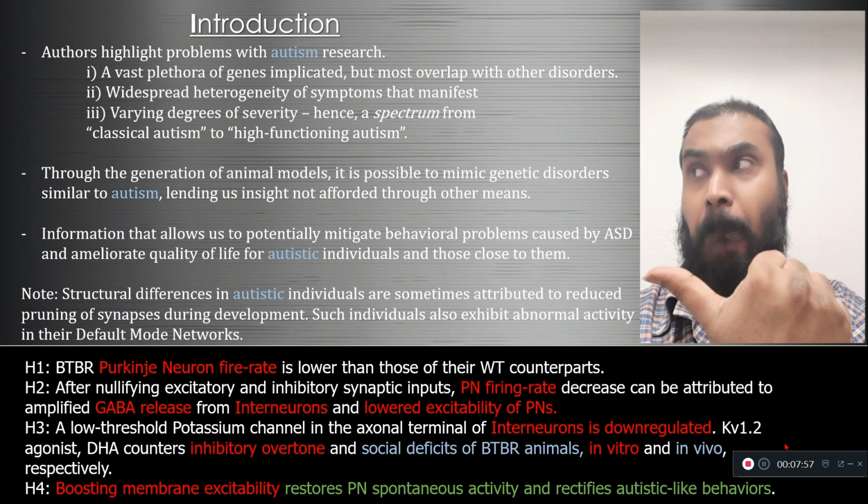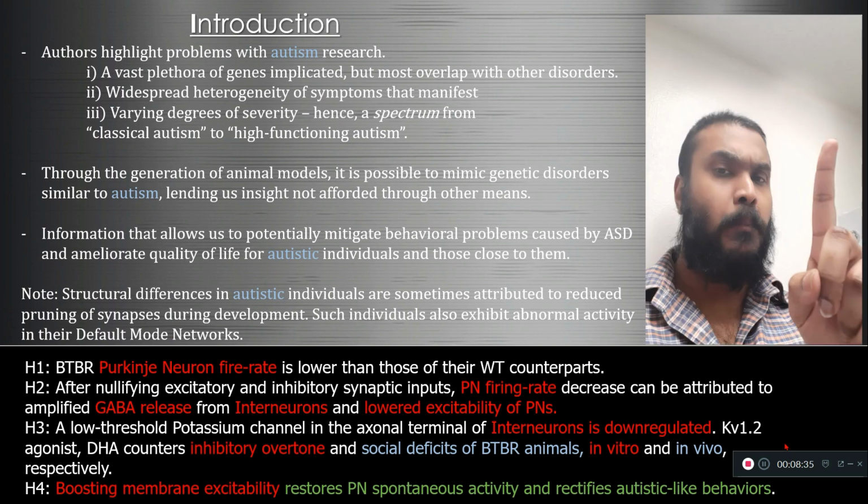Anyways, remember, for autism, the general theory seems to have the consensus that there's reduced pruning of synapses during development. So, an autistic individual might have more synapses left over from their time in development as opposed to a non-autistic person or a neurotypical person. So such individuals may also exhibit different patterns of activity in their default mode networks.